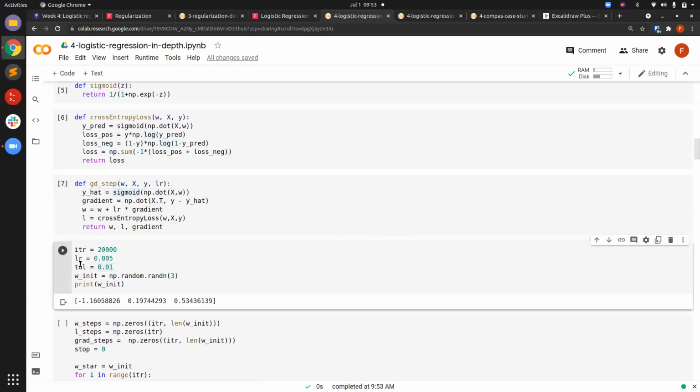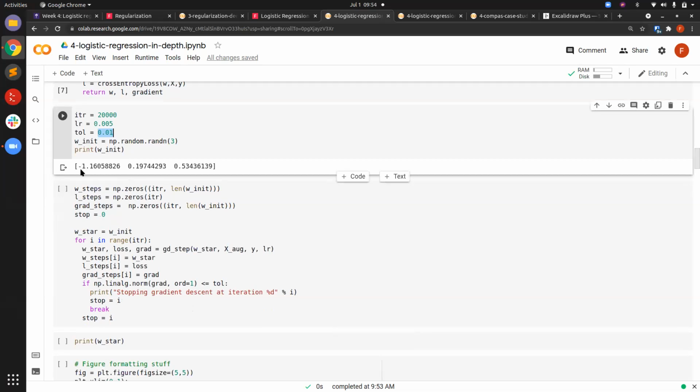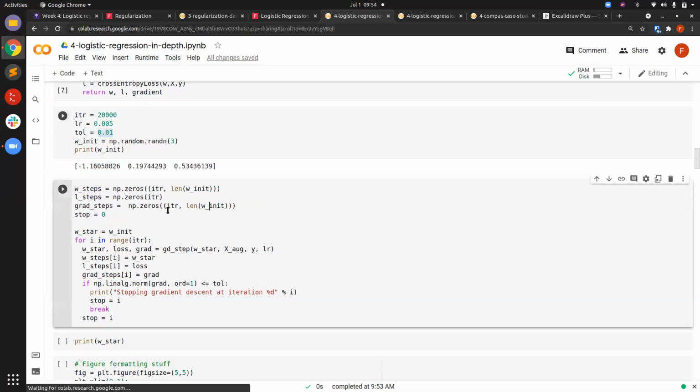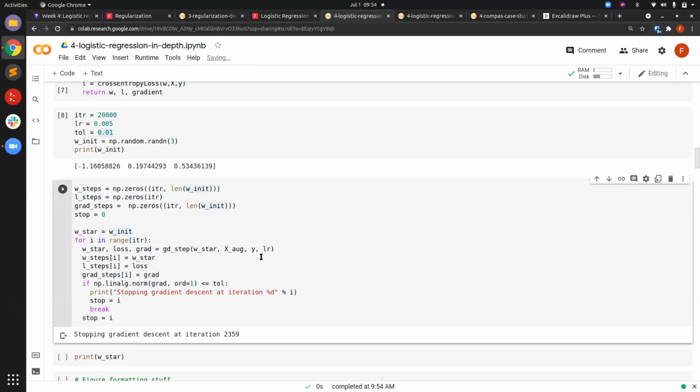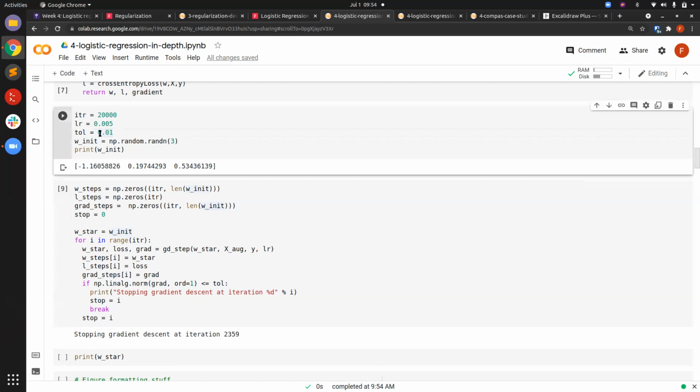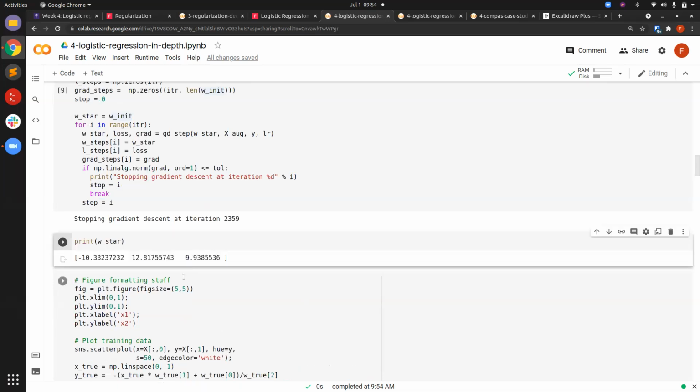And then I'll run gradient descent. Now I'm defining a tolerance here. So instead of, let's say, running for some unlimited number of iterations, I'm going to run for up to this many iterations, but if my gradient reaches this or less, then I'm going to stop. Okay. And I'm going to start with some randomly selected coefficients. So here's my gradient descent. It stopped at iteration 2359 once the gradient reached this tolerance value. Okay. And these are the values it settled on.